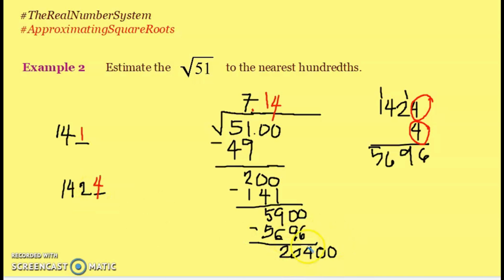So, pagka-bring down ng 2 zeros, punta tayo ulit sa left side. Yung last number natin ay 1,424. Ang last digit niya ay 4. We double it. So, we have 8. And we copy 1, 4, 2. Tapos ang dulo ay blank. So, we now have 14,280 plus.